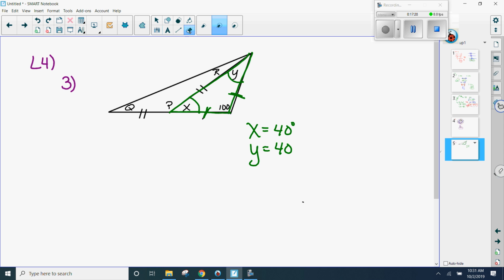So now I'm going to do this. Let's erase this right here, and I'm going to erase this right here. And I know that each one of those has a measure of 40 degrees. If that's the case, what do you have right here? A straight angle, which is how many degrees? 180. So if it's 180 degrees and this angle X was 40, then what is P? 140.